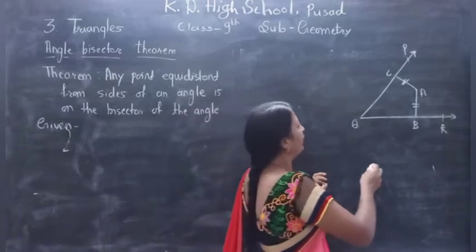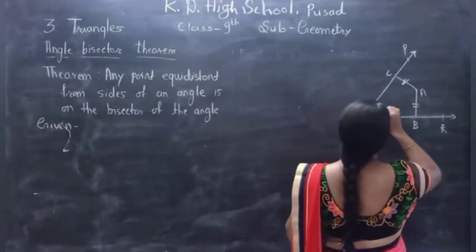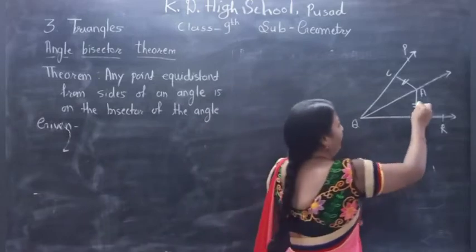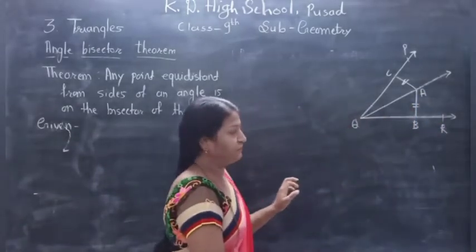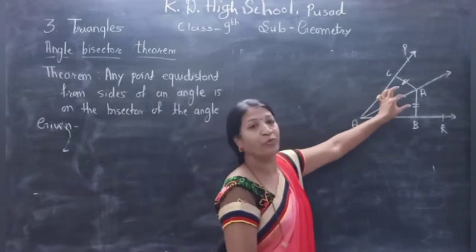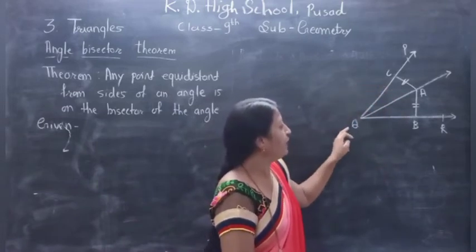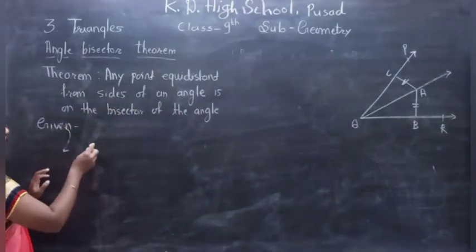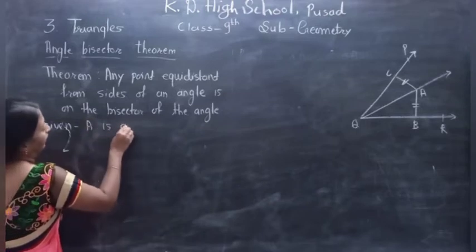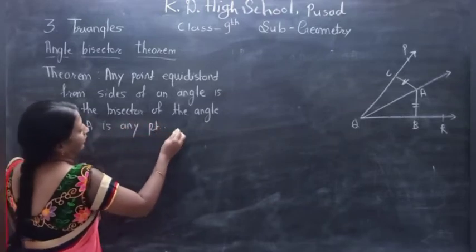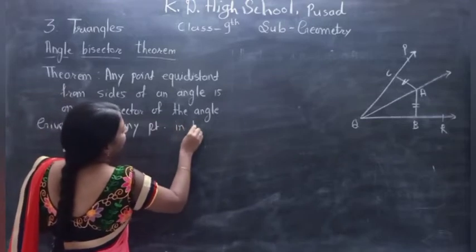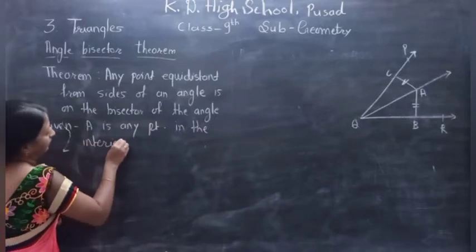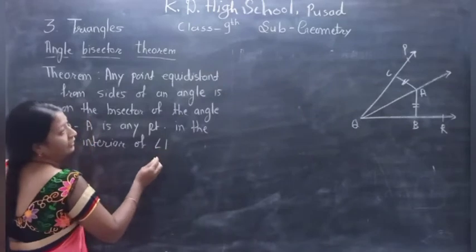So for that we have to draw QA, the ray QA we draw here. Okay, now see what we have to prove. We have to prove that QA is the bisector of angle PQR. So first of all we start with the given. A is any point in the interior of angle PQR.